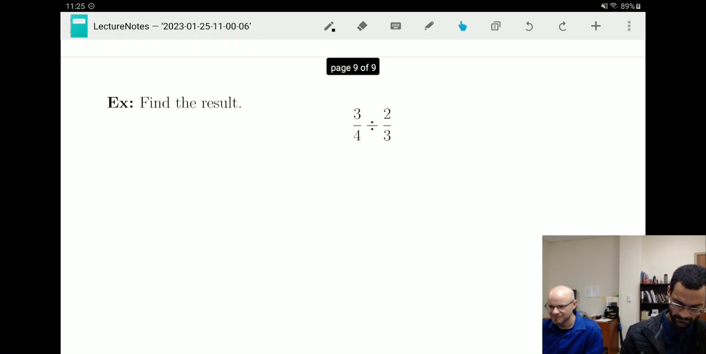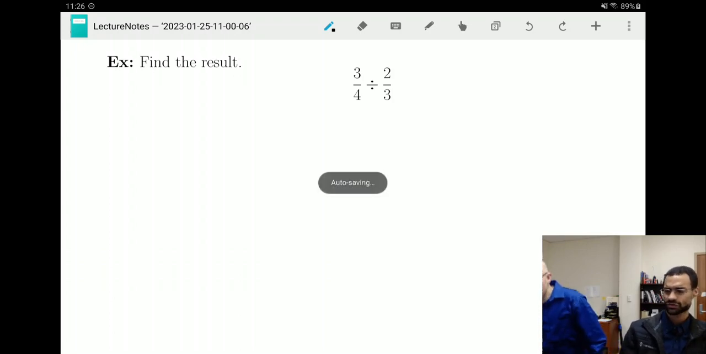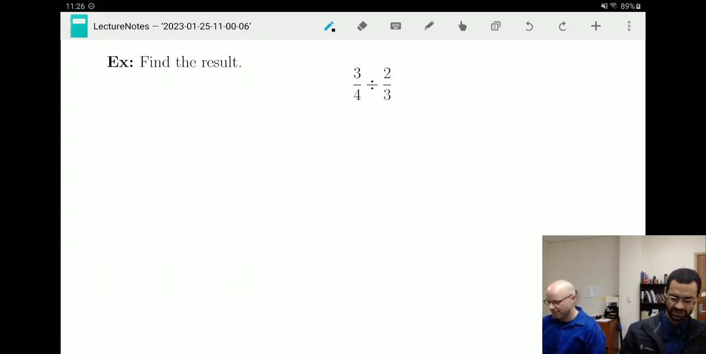Let's do one more. Some division. I like division. All right, 3/4 divided by 2/3. So we'll do the rule first. The rule doesn't make a lot of sense on its own, but the rule is you take the problem, you multiply by the reciprocal. You don't divide really anything.